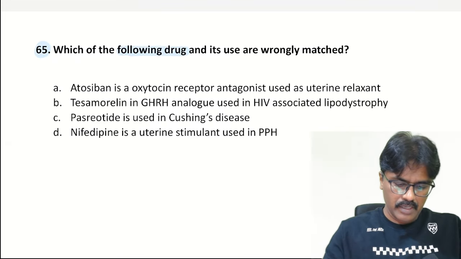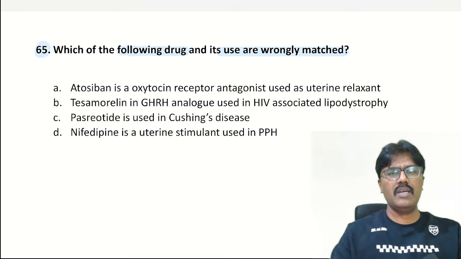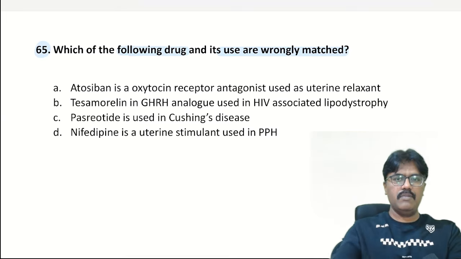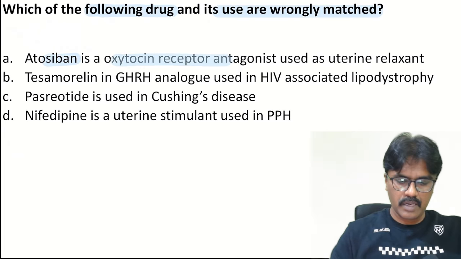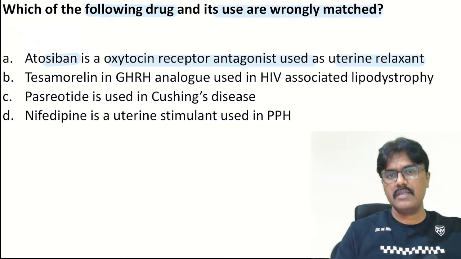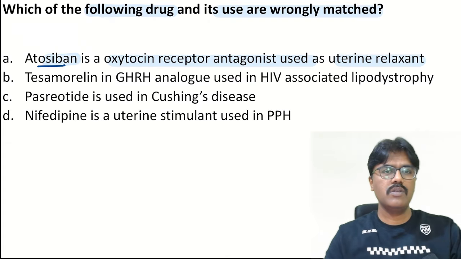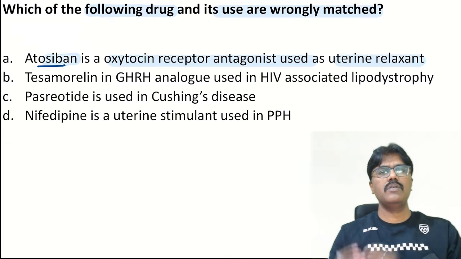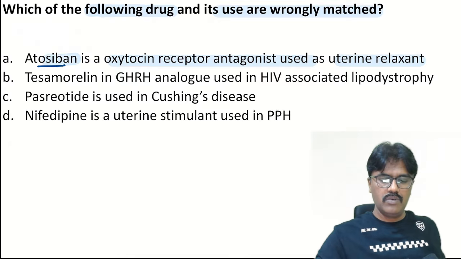Which of the following drug and its use are wrongly matched? So why we made this question? So that we can cover the concept in one MCQ. Atosiban is an oxytocin receptor antagonist used as uterine relaxant. Yes. Remember, atosiban sounds like oxytocin ban. Oxytocin causes uterine contraction. Antagonist will cause relaxation. True statement.